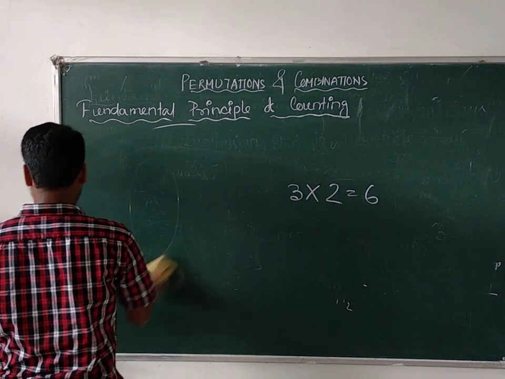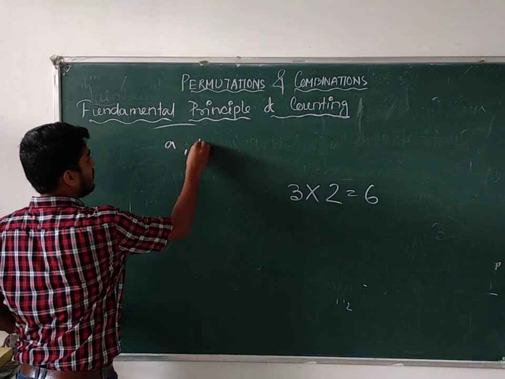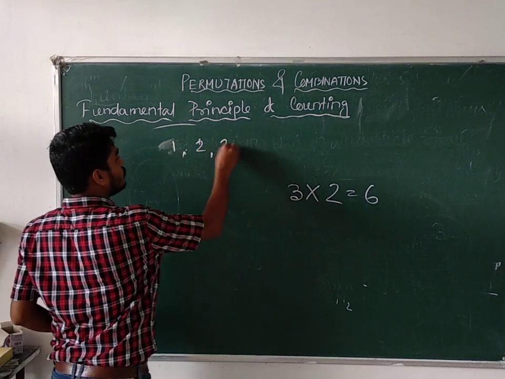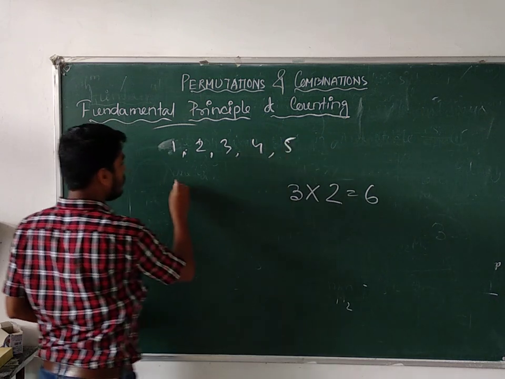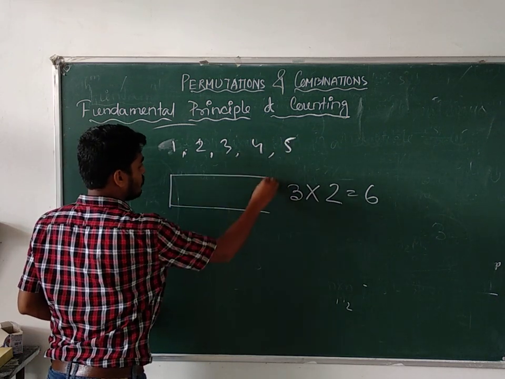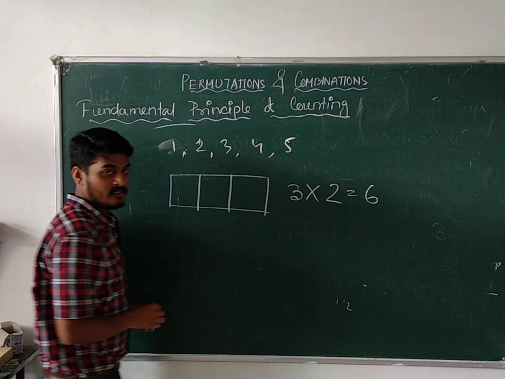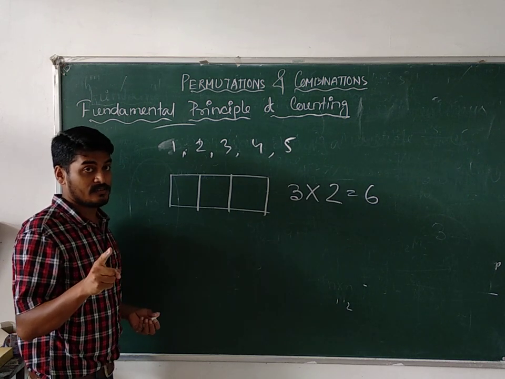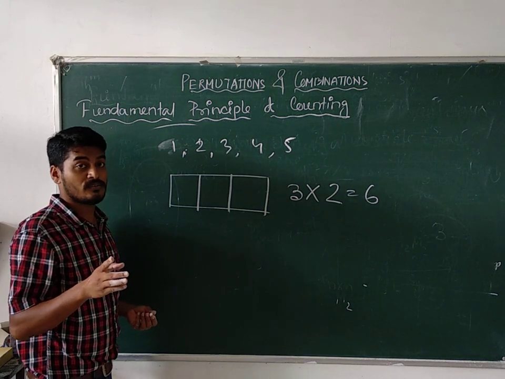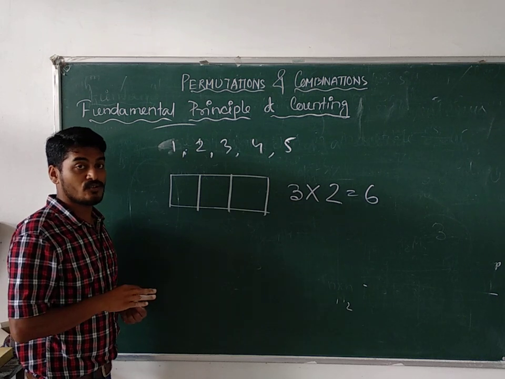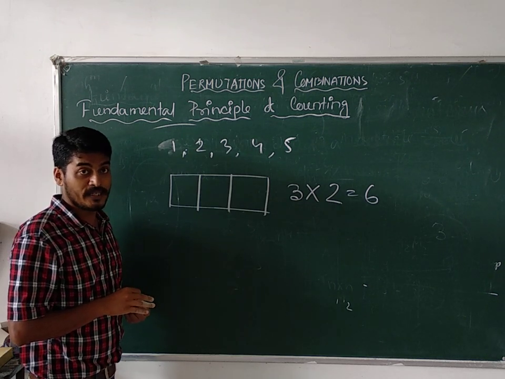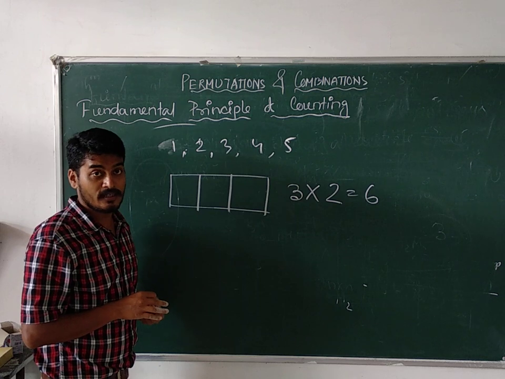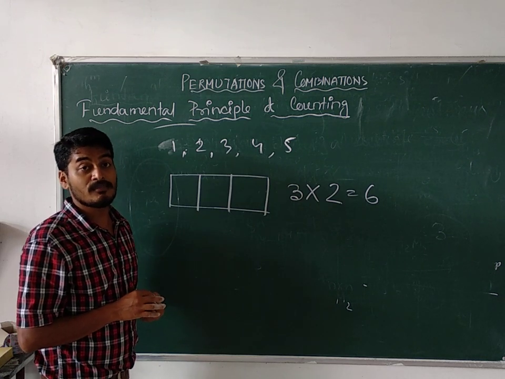Suppose 5 numbers are there, A, B, C, D, E, or 1, 2, 3, 4, 5. Suppose you have to form a 3-digit number, exactly 3-digit number. Repetition not allowed. Suppose all the digits should be distinct. No digit should be repeated. How many total 3-digit numbers can be formed?